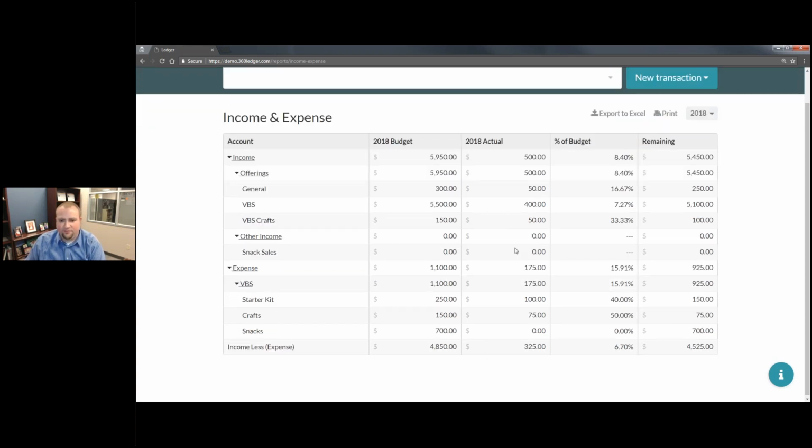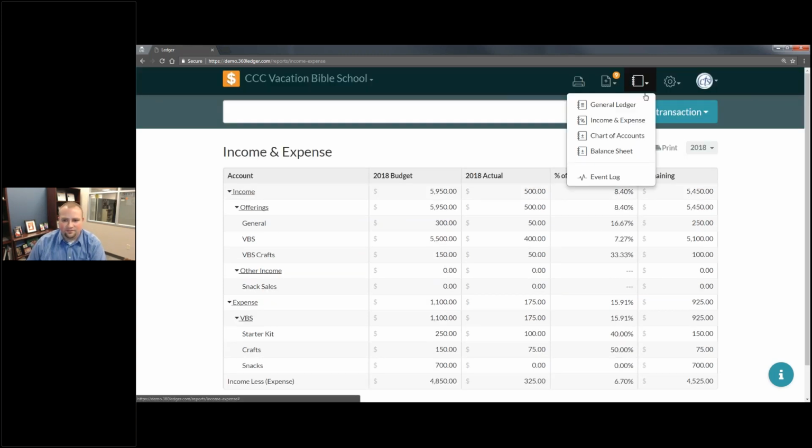So you have your budget, you have actual, your percentage of budget, and really what's remaining to get there. So a negative number is a little confusing because it really is going over your budget, either on income or expense, but it's just important to know what the math is doing there.